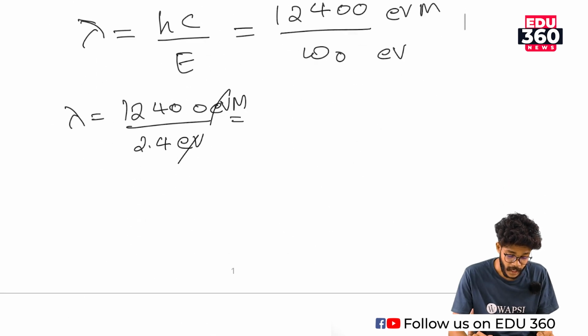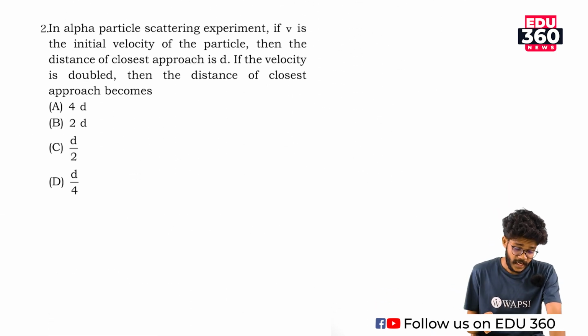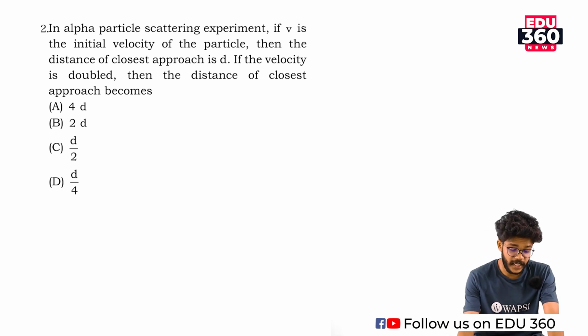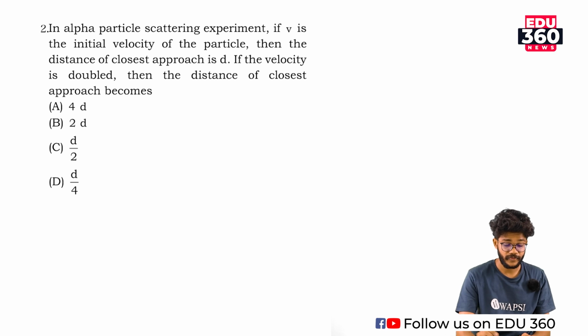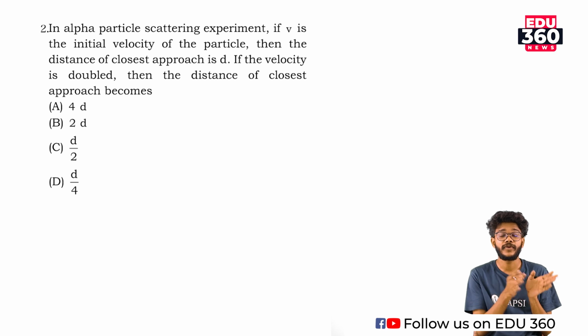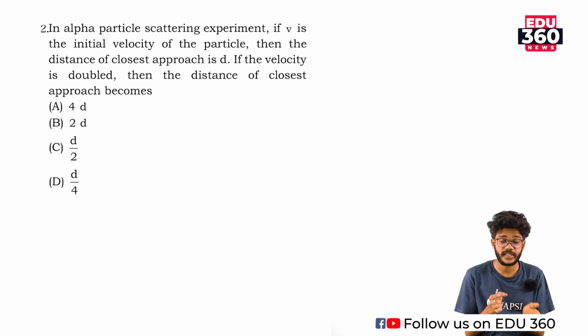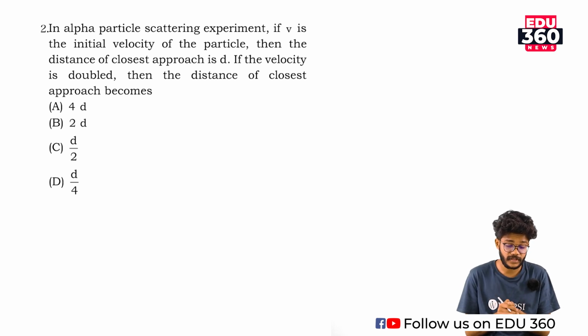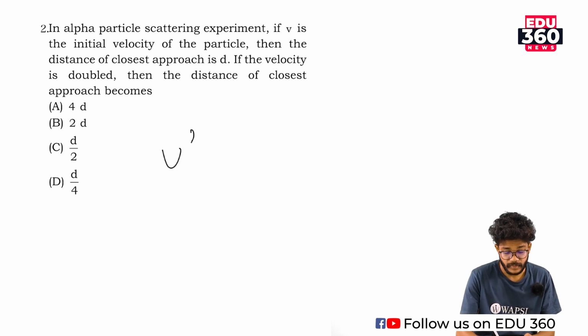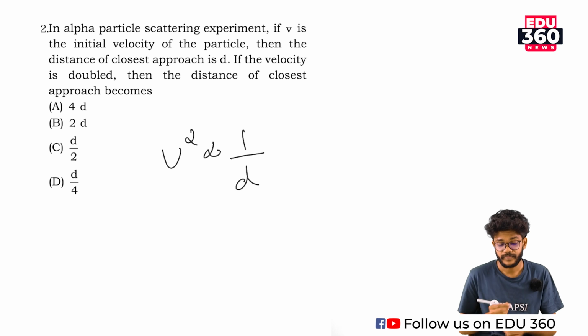Okay, the next question, the second question. In an alpha particle scattering experiment, if v is the initial velocity of the particle, then the distance of closest approach is d. If the velocity is doubled, then the distance of closest approach becomes what? So we want to relate the velocity with the distance of closest approach. V square is proportional to the inverse of the distance of closest approach.